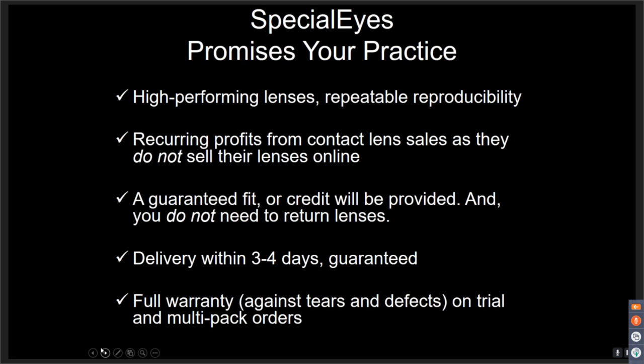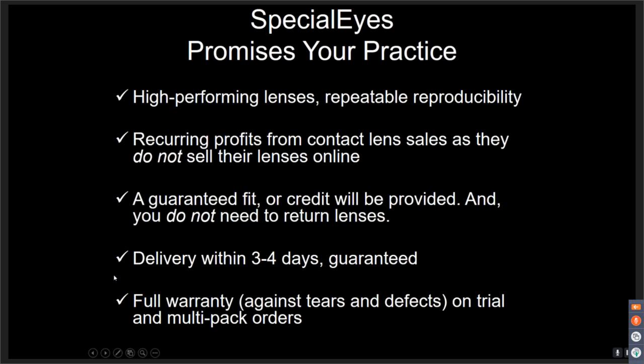Well, one of the nice things about these custom lenses is that they're not online. They can't get them online. So they're pretty much stuck getting them from you. It is a guaranteed fit, and you don't have to send anything back. You just have to call SpecialEyes and say, okay, we tried the first lens, tried the second lens, the patient lost interest or I lost interest. Just take it off the account, and they do it. You don't have to box them up. You don't have to send them off and then check to see if you're going to get credit. None of that goes on. They just give you credit right away.